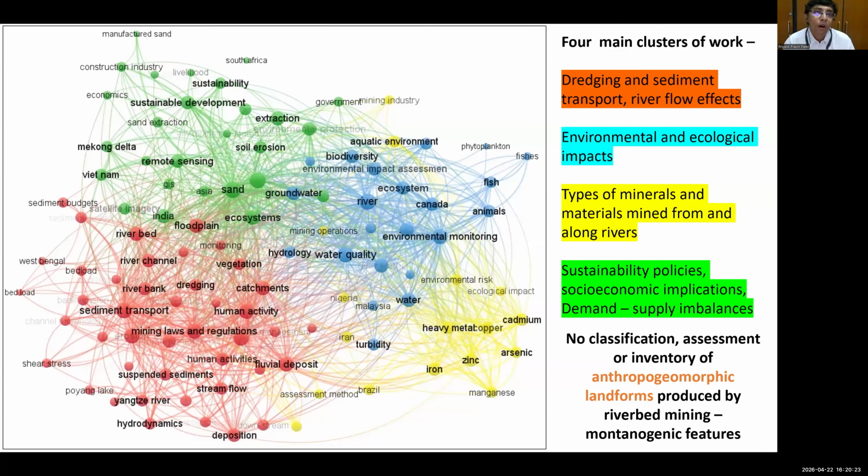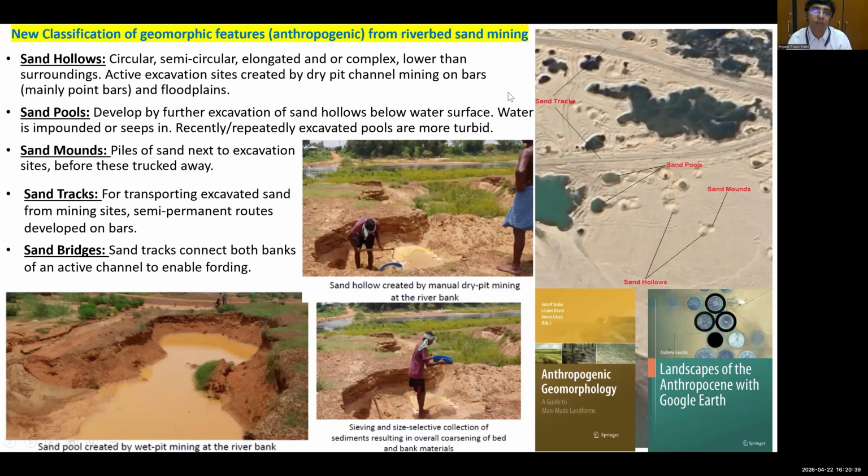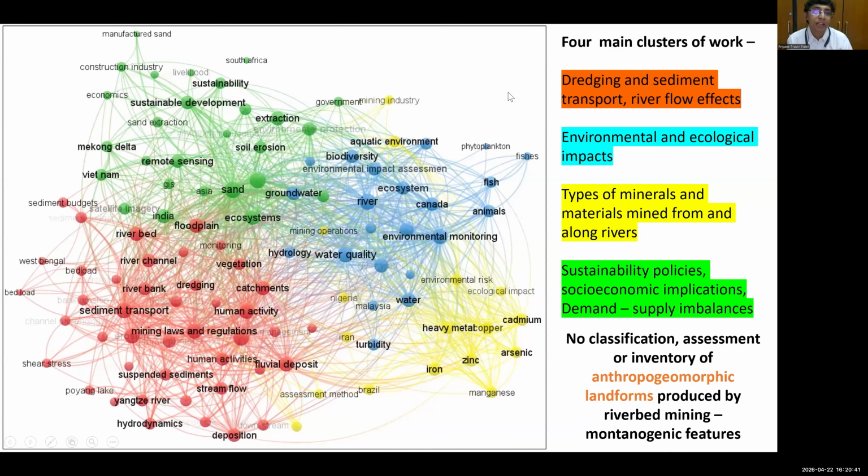Before that, we thought, is it already documented? Is it already listed in the literature? And so we did a survey of the sand mining literature that is there. And what we found quite strange is that there are specific domains where people have worked and focused. People have worked on dredging and sediment and how it affects river flows. They're talking about ecological impacts, the types of minerals that are being obtained, especially in Central Africa.